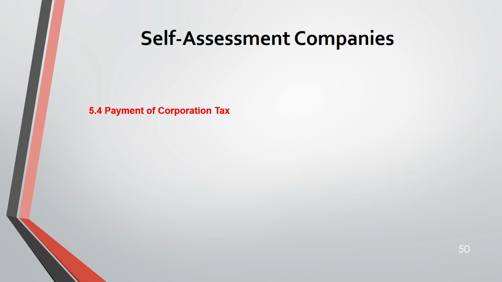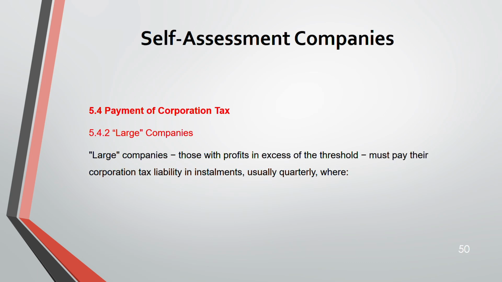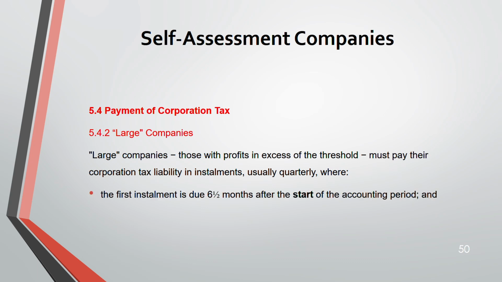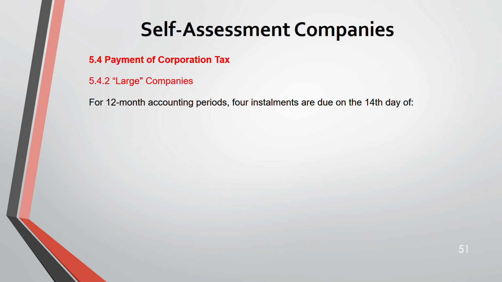Now, large companies. Large companies means those companies which exceed the threshold. They must pay their corporation tax in installments, usually quarterly. How? The first installment is due 6.5 months after the start of the accounting period, and the last installment is due 3.5 months after the end of the accounting period. So for a 12-month accounting period, if you are paying quarterly, that means after every 3 months there will be 4 installments. This will be due on the 14th day of each month.